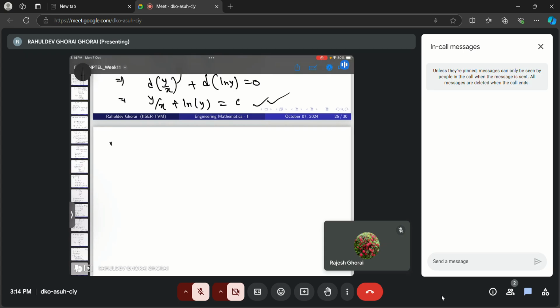Now let's find out a general solution for a differential equation like this. Let's say you have dx/dy + x = e^(-tan⁻¹y). So the hint is, I will be writing the hint here.